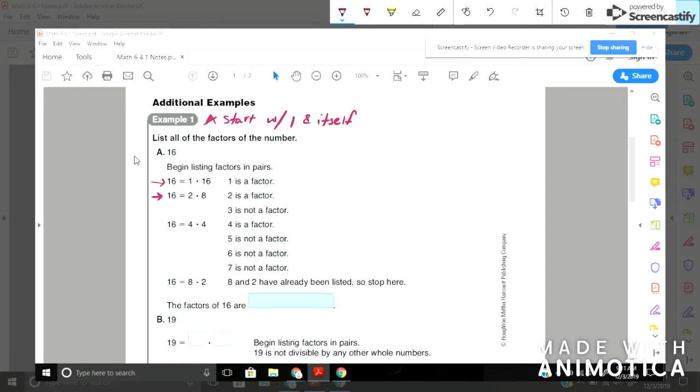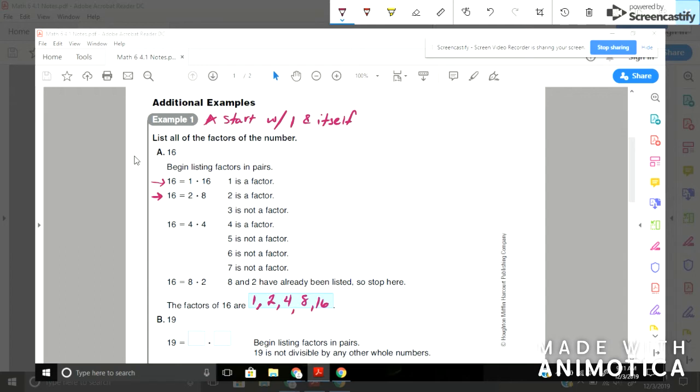So the factors of 16 are, well, we said 1 was a factor. We said 2 was a factor. 3, no. 4, yes. 5, 6, 7, no. 8, yes. And lastly, don't forget 1 times 16. Okay, so the factors of 16 are 1, 2, 4, 8, and 16.